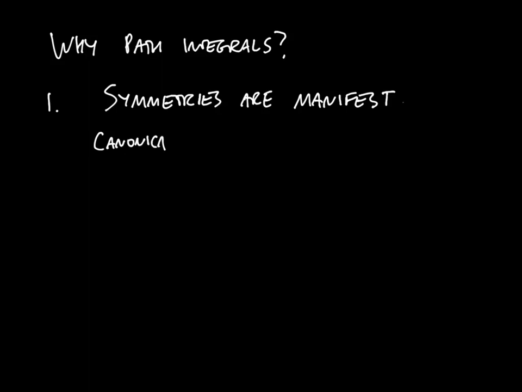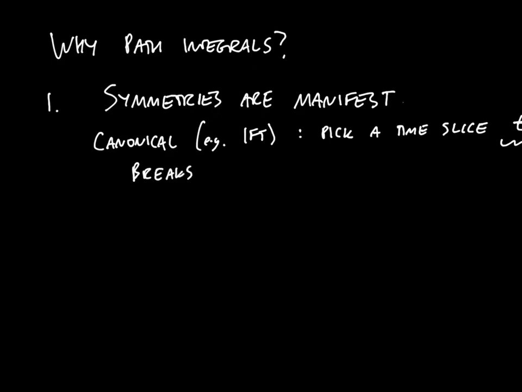The first choice, the honest one, there's an honest reason. The honest one is that all the symmetries are manifest. So what do I mean by this? When you do canonical methods, for example, in QFT, you have to pick a time slice, right? You pick some coordinate t, and you do canonical methods with respect to that choice of time. Okay. This breaks Lorentz invariance because Lorentz invariance mixes space and time.